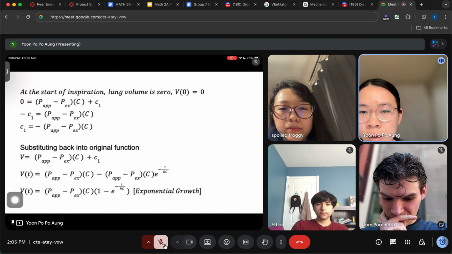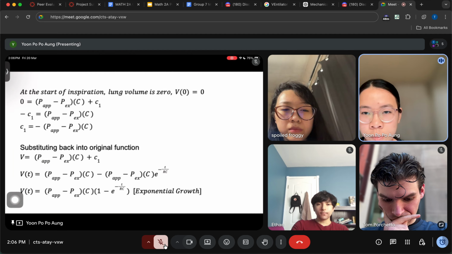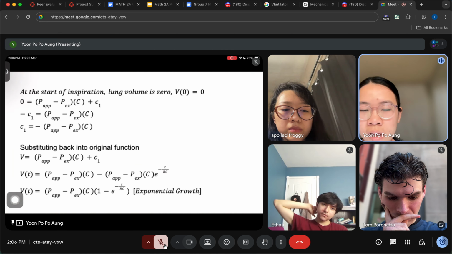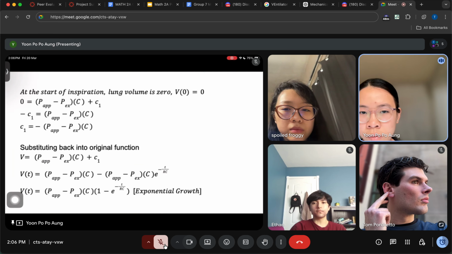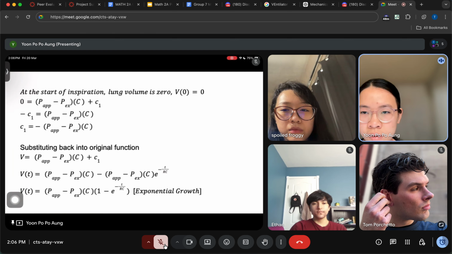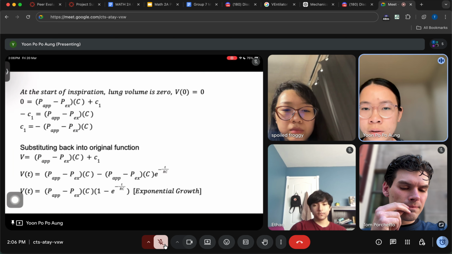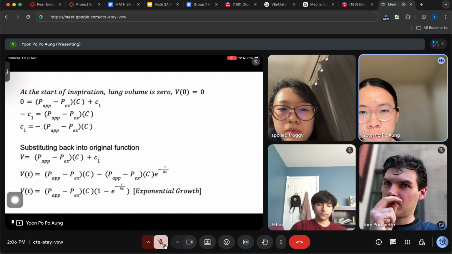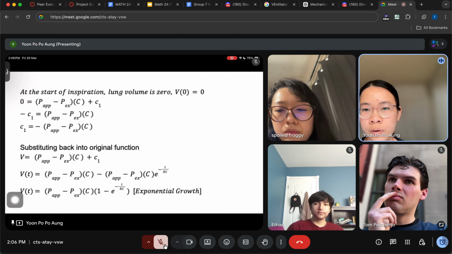The equation we already got earlier is a format that we can use for both inspiration and expiration. But here, since we are trying to find the inspiration first, we need to think about when time is equal to 0. At the start, the lung volume is 0, since we are trying to inspire the air. So the volume is 0 at first, and then we can substitute those numbers into our equations, and then we get C1.